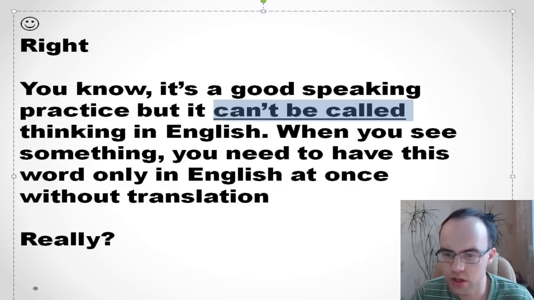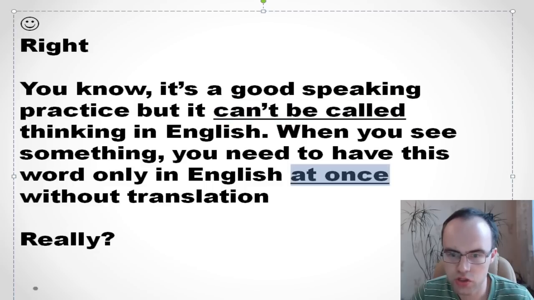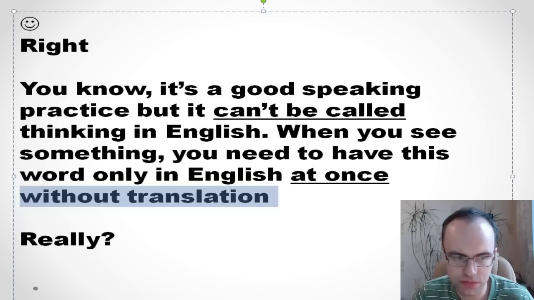When you see something, you need to have this word only in English at once. It means immediately. So you see a car and you have this idea in English. Okay, so I see a car, this is a car or something like that. So without translation, it's a very important thing, really.